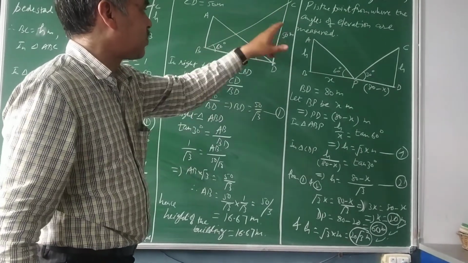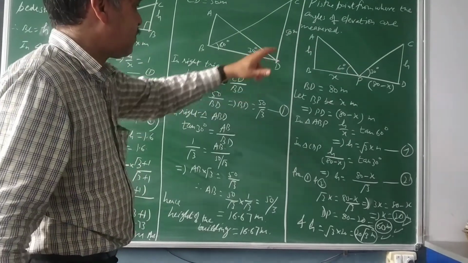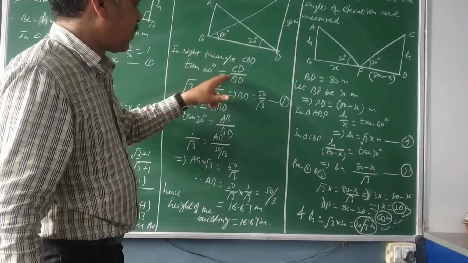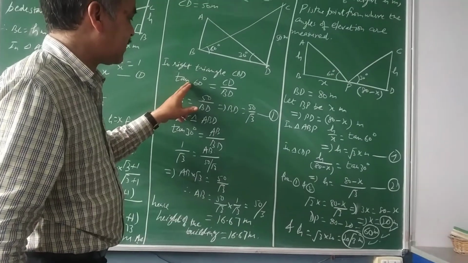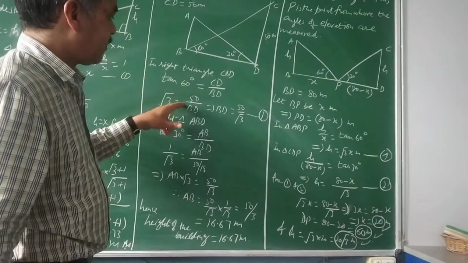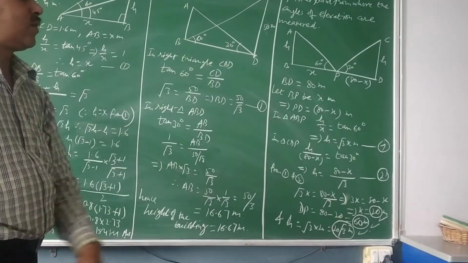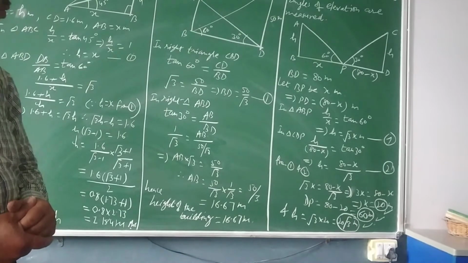Here is the angle, so opposite to that is the perpendicular. Back to exercise 8.1, perpendicular upon base, CD upon BD, is tangent theta. So tangent 60 is root 3, equal to 50 upon BD, that will take you to the length of the side. BD is equal to 50 upon root 3.